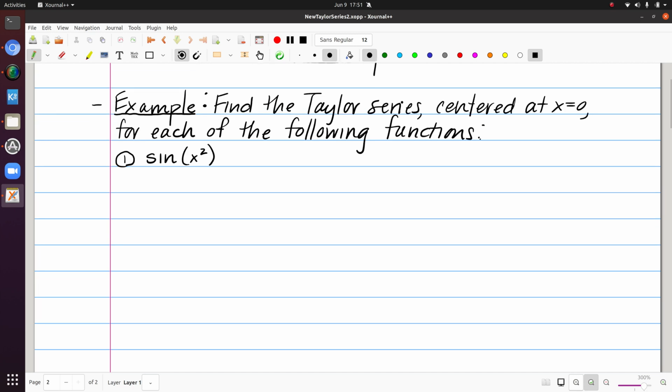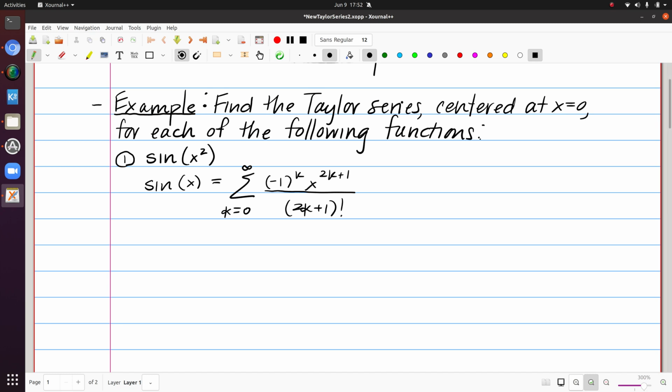So what I'm starting with here, first of all, is that I note sine of x. Of course, this is sine of x squared. But if I know the Taylor series centered at 0 for sine of x, I want to start with that. So recall that that is the sum from k equals 0 to infinity of negative 1 to the k, x to the 2k plus 1 divided by 2k plus 1 factorial. Now, if I observe that I can replace via function composition x with x squared to get sine of x squared, I can do that on both sides.